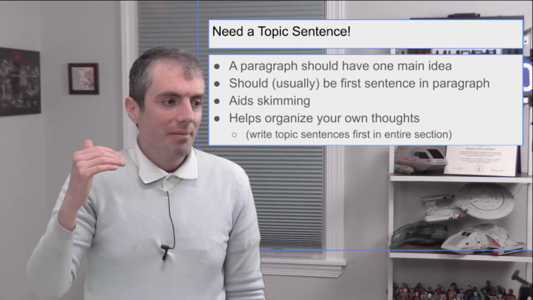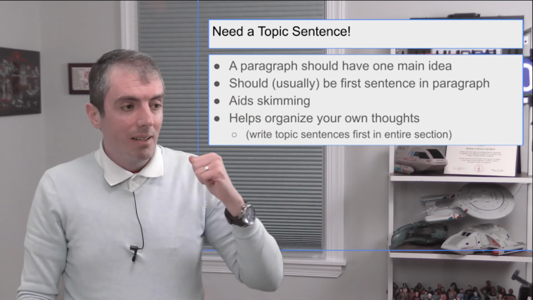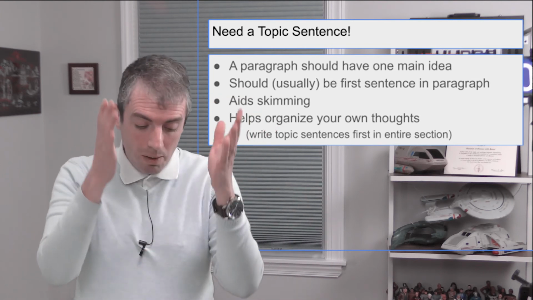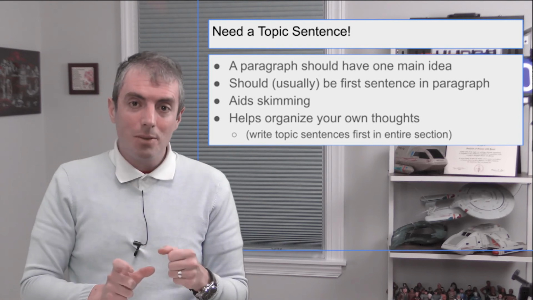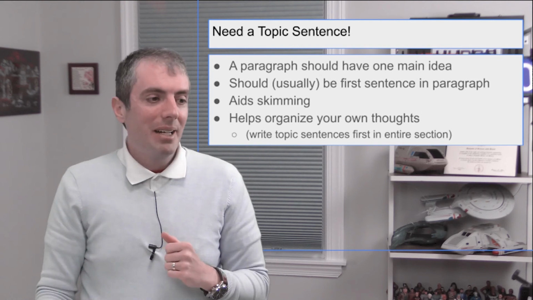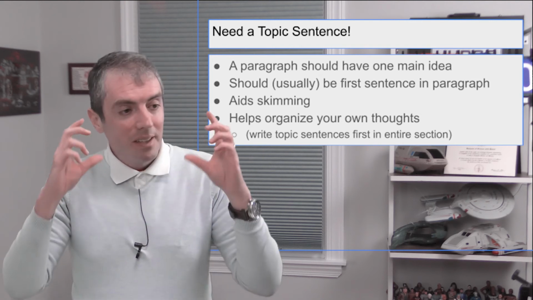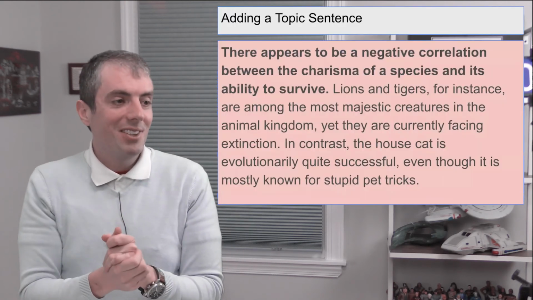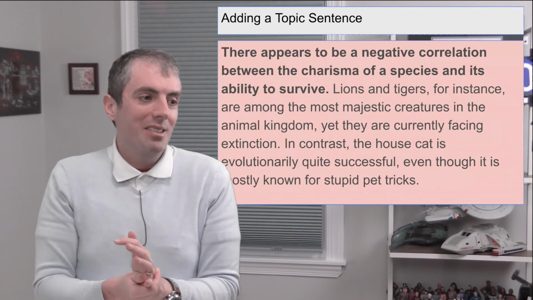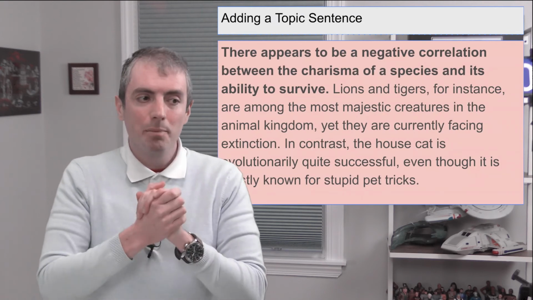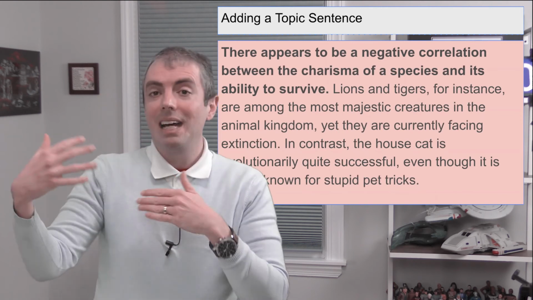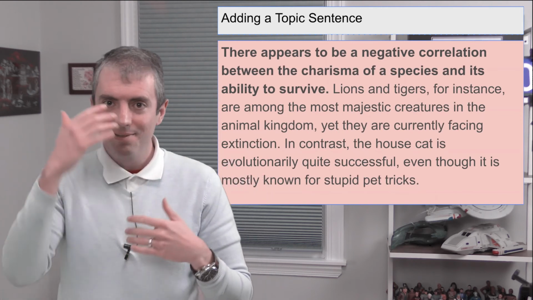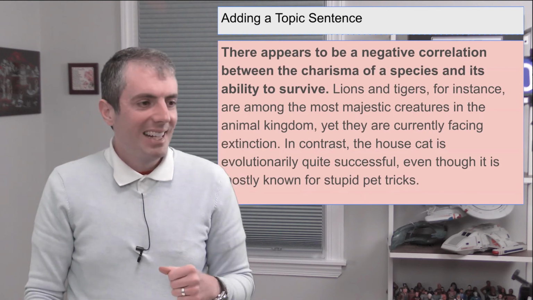It aids the skimming. This should be the first sentence of the paragraph and helps to organize your own thoughts. One way to write a section is to go through, write the topic sentence of each paragraph, then fill in all of the paragraph in that section. The topic sentence of this paragraph should actually be, there appears to be a negative correlation between the charisma of a species and its ability to survive. That's the main idea.